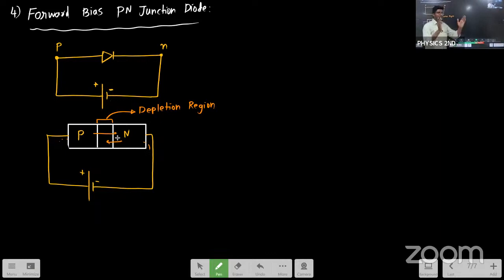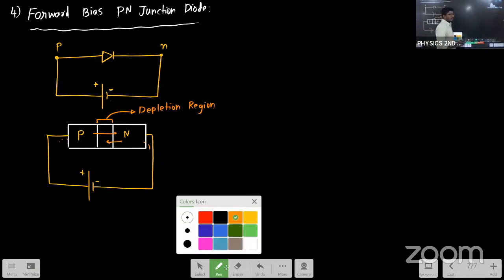So what will happen in case of forward bias p-n junction diode? The electrons can't flow towards the negative terminal of the battery. Holes can't flow towards the positive terminal of the battery, due to which electrons try to cross this depletion region and go to p side, and holes will try to move towards n region. Due to that, the width of the depletion region decreases. So this is an important point and important question. You will be getting the question: in case of forward bias, what will happen to the width of a depletion region?